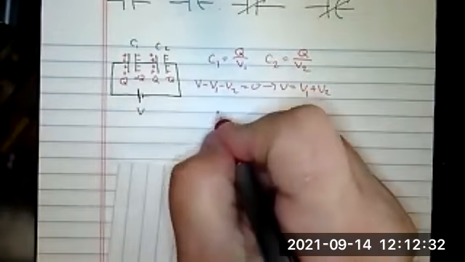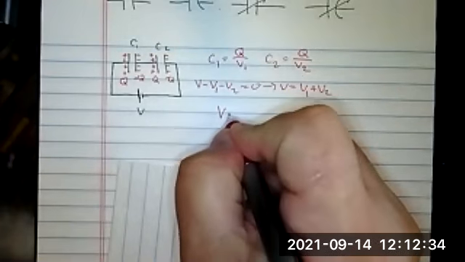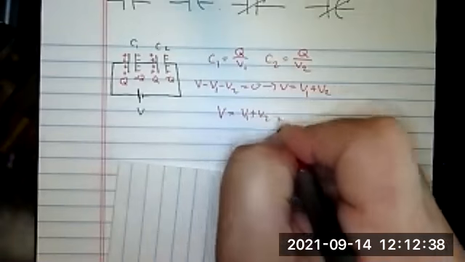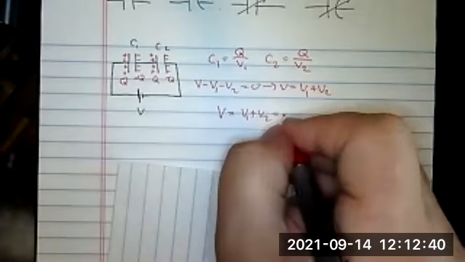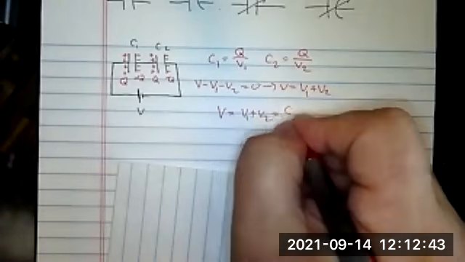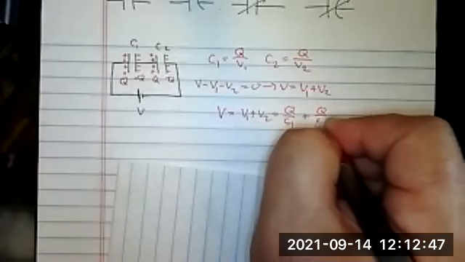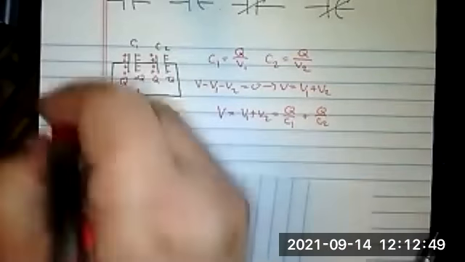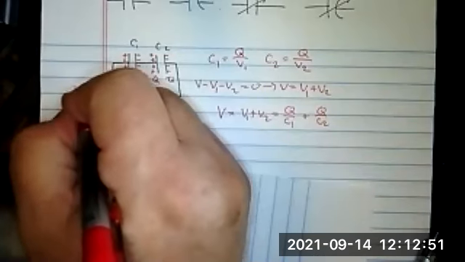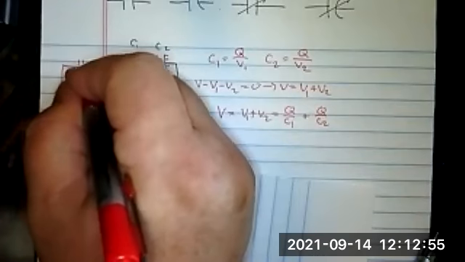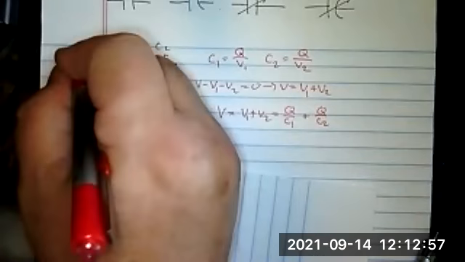Because of that, we can now say, okay, I will solve for this, and I'll say V is equal to V1 plus V2. And that means that I'm going to get V1 is equal to Q over C1, and V2 is equal to Q over C2. Now, ideally, what I'd like to be able to do is replace this bank of capacitors with one capacitor that I'll call C equivalent.